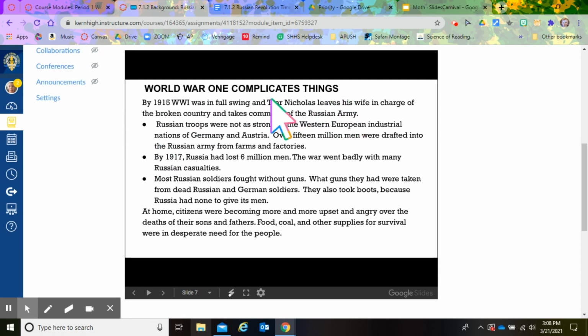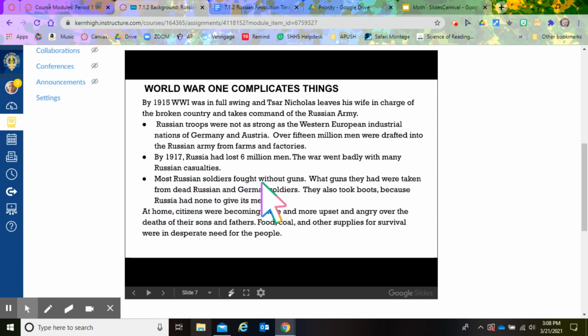So World War I complicates things. By 1915, World War I was in full swing, and Tsar Nicholas leaves his wife in charge of the broken country and takes command of the Russian army. Russian troops were not as strong as the Western European industrial nations of Germany and Austria. Over 15 million men were drafted into the Russian army from farms and factories. And by 1917, Russia had lost 6 million of them. The war went badly with many Russian casualties.